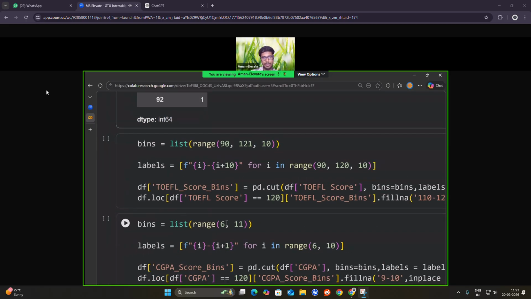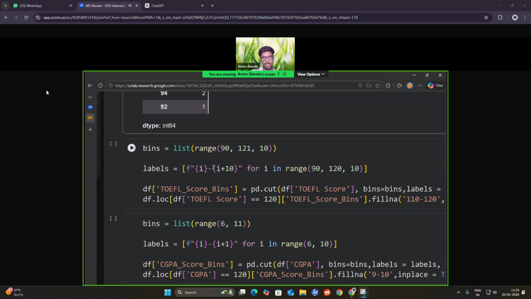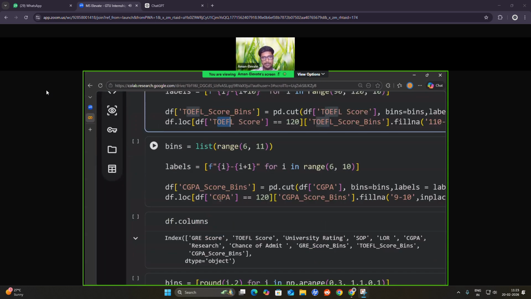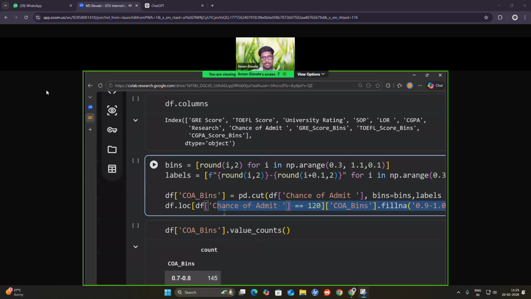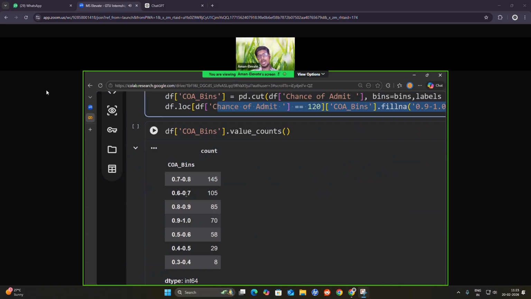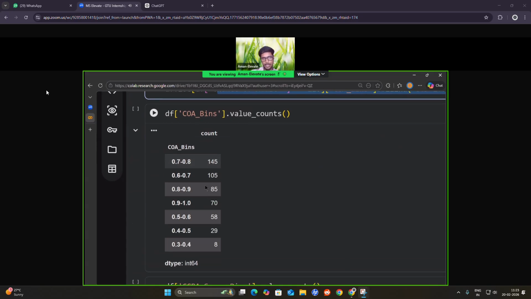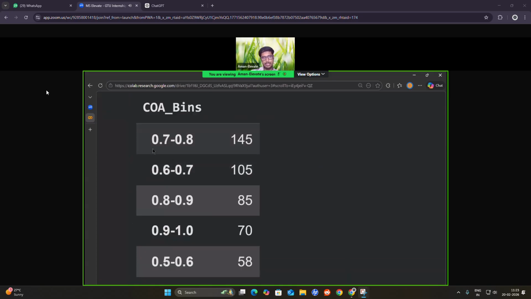Then again, we are creating bins of TOEFL score. We are creating bins for CGPA. We are creating bins for chance of admit. And then we are understanding how many people belong to which category. Most of the people are getting 0.7 to 0.8, meaning 145 out of 500.